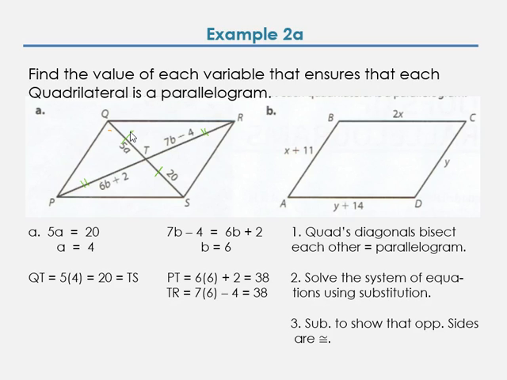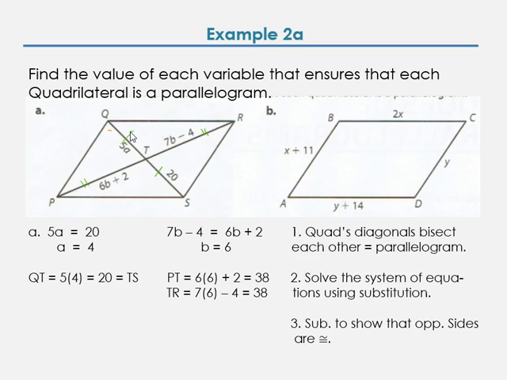So 5 times 4 equals 20, and QT equals TS, and they are both 20. 6 times 6 equals 36 plus 2 equals 38. So PT is 38, so that means that TR should also be 38. But let's work it out anyway. 7 times 6 equals 42 minus 4 equals 38, and that is correct. So you remember that the diagonals bisect each other, and they create equal segments in your parallelogram.